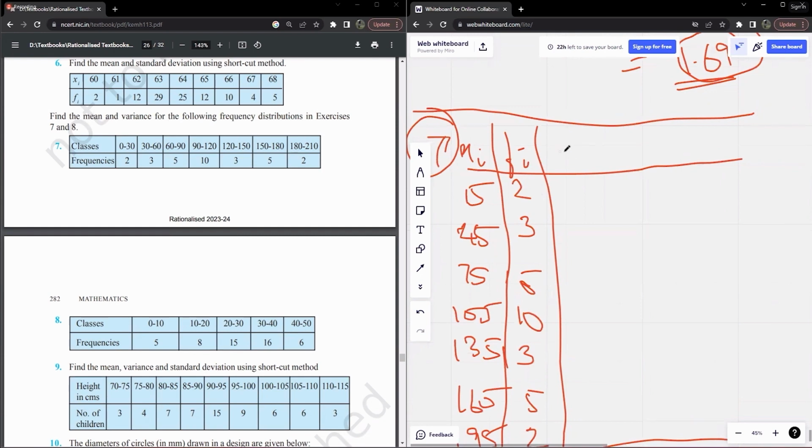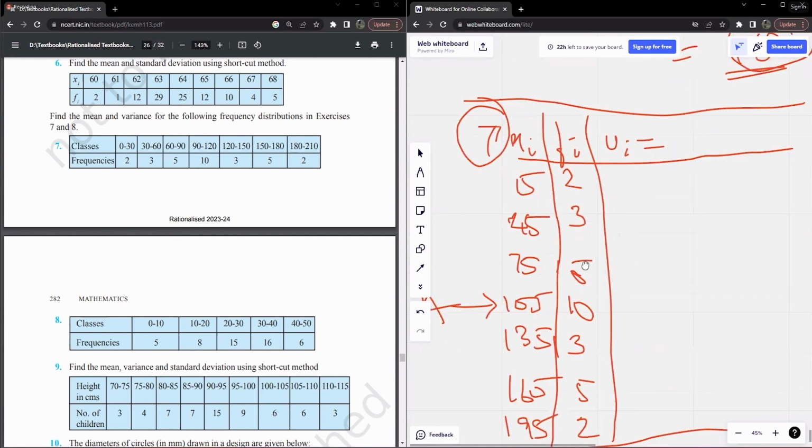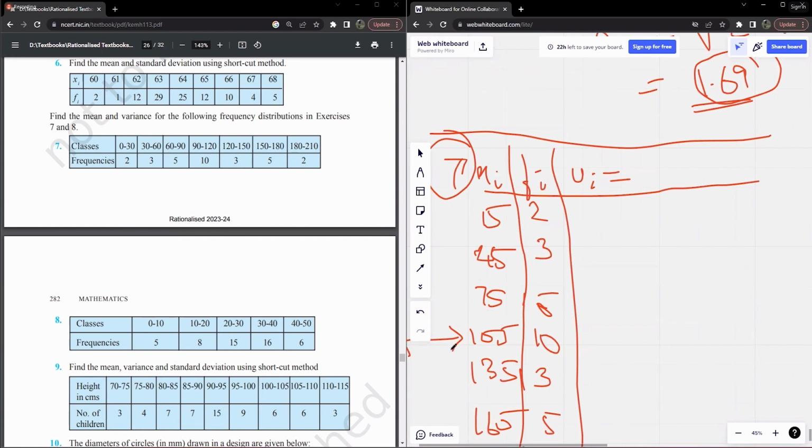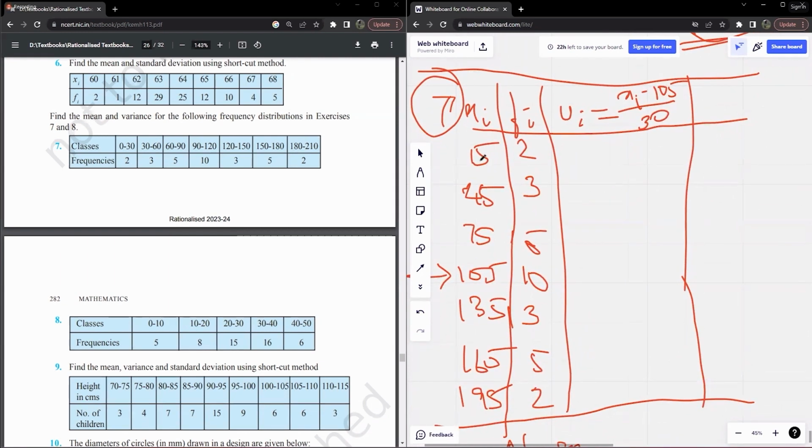Now I'm going to use the step deviation method. ui is going to basically be, if I assume this to be my assumed mean A, xi minus A divided by the class width, that's 30. So ui is equal to xi minus 105 divided by 30, which is going to give me, this is 15 minus 105, that's minus 90 by 30, that's minus 3, this is minus 2, minus 1, 0, 1, 2, and 3.